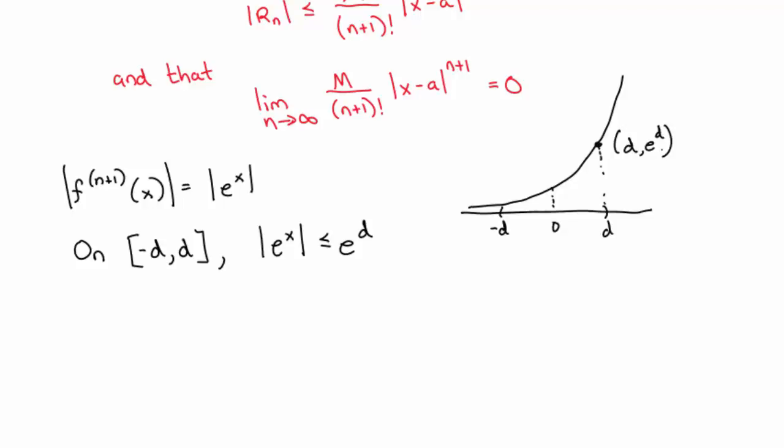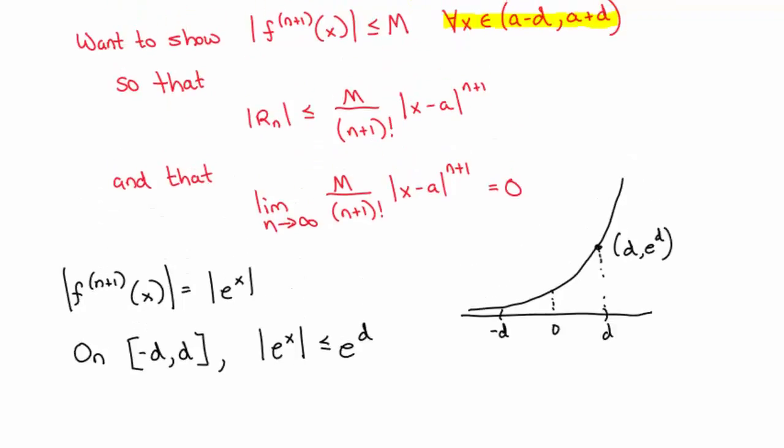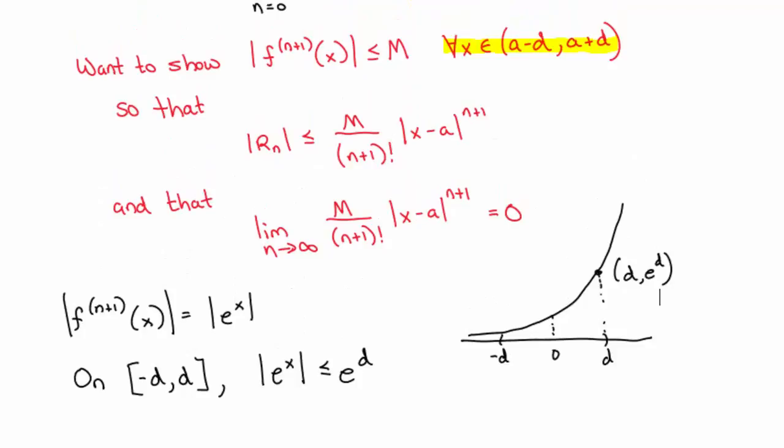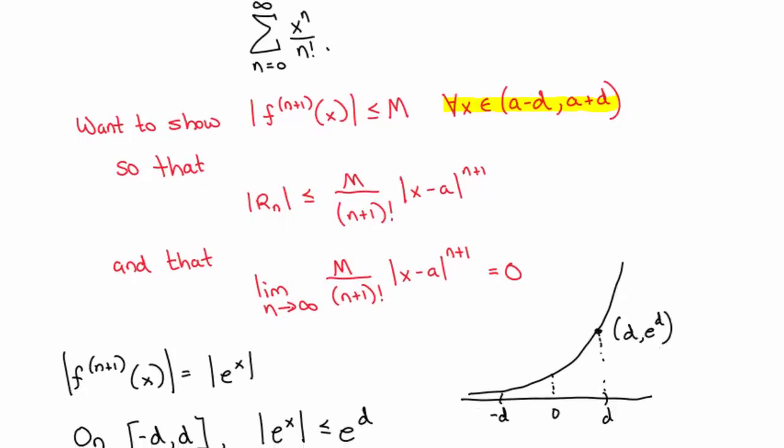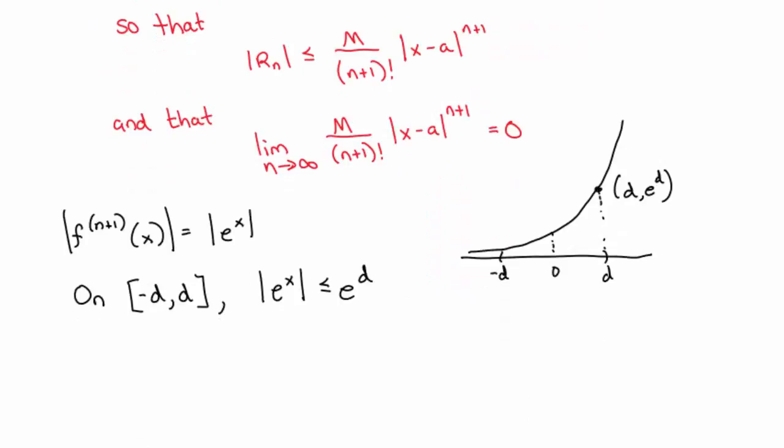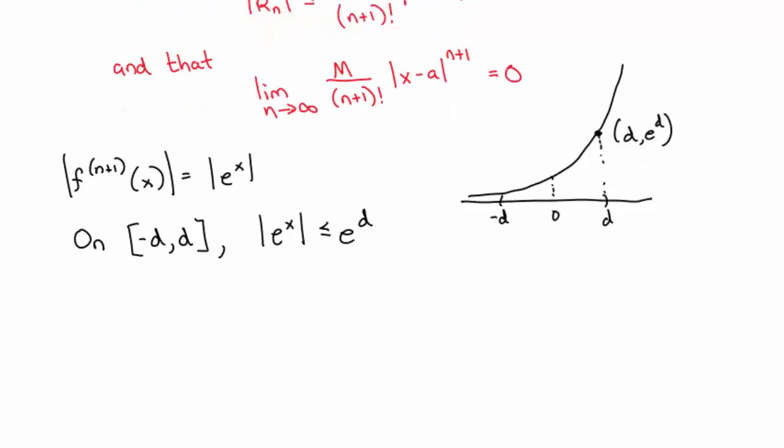All right, so I happen to now have a bound for the n plus first derivative on our interval from a minus d to a plus d, and like I said, those should be closed, but it's not that big of a deal for us right now. So I'll go ahead and cross that out. We're done with that. And now I want to talk about the remainder.